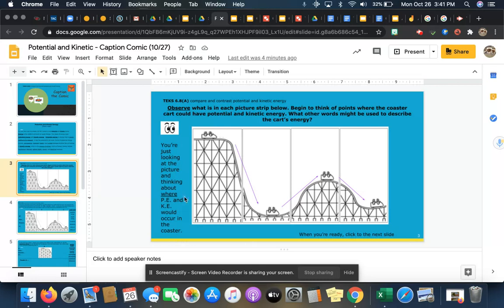Okay, so hopefully you have sketched this little roller coaster down and you went through and just kind of did a quick label as to where each potential and kinetic energy is. Like I said, I just want you thinking about it. Let's go to slide 4.